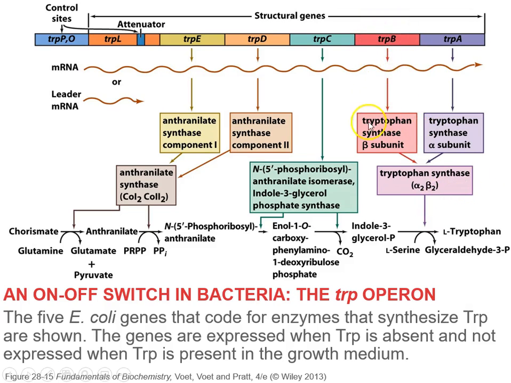So the TrpB gene makes the beta subunit and the TrpA makes the alpha subunit. So you need all 5 of these genes to assemble this tryptophan synthesizing factory. And again, you're going to do that when Trp is absent. So if Trp is absent, we're going to make this entire messenger RNA transcript. But if Trp is present, we're not going to bother. We'll make this leader messenger RNA, and then we're going to stop. So I'll show you how that works in a second.